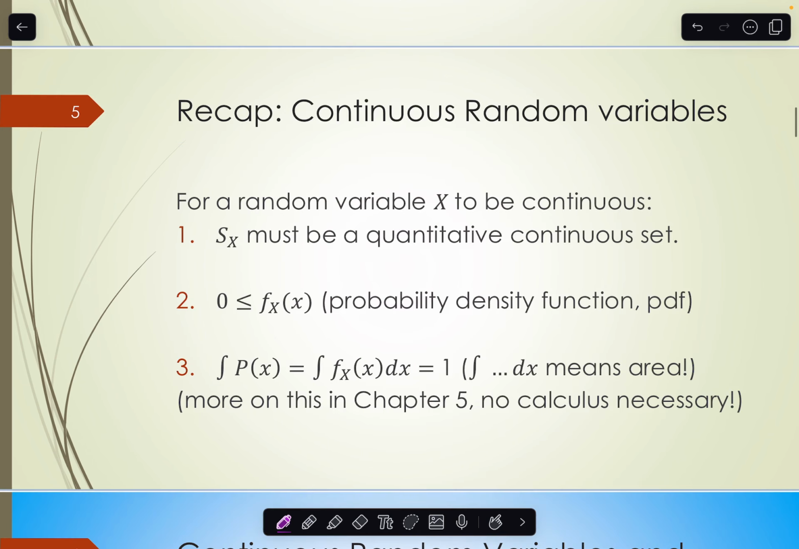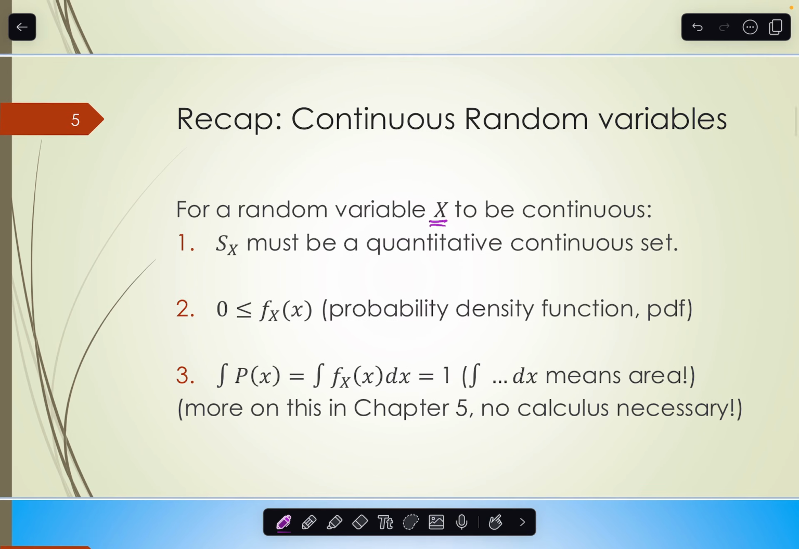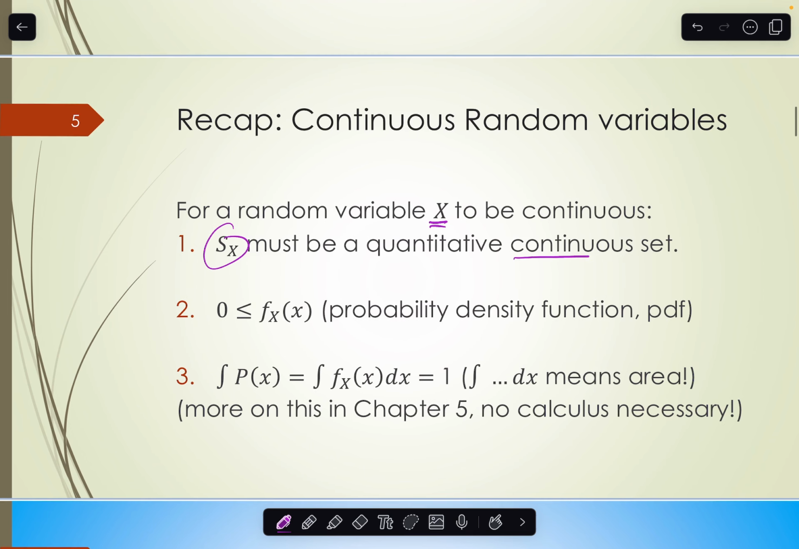Recall that for continuous random variables, you have a random variable, and for X to be continuous, the set of all outcomes, which we denote as Sx, must be a continuous set, and so that means it has continuous data. The probability density function has to be greater than or equal to 0. And the integral of the probability density function, which is the area underneath the curve, has to equal 1. It's the area that's the probability, so it makes sense that the area under the whole curve, all of the possibilities, comes to 1.